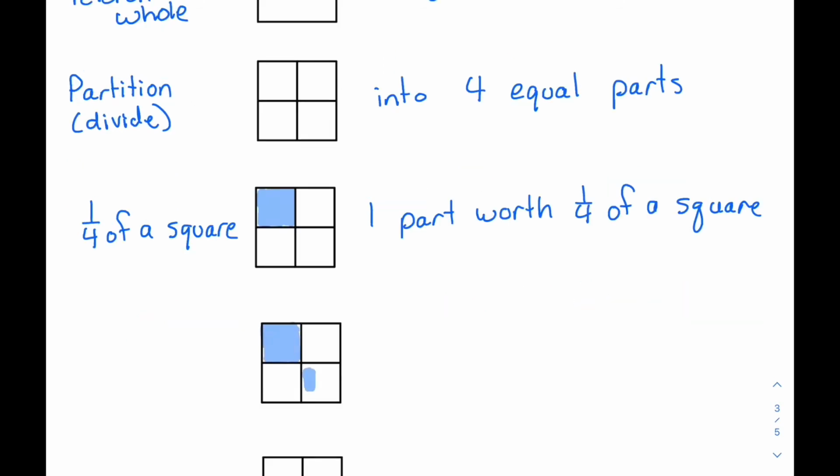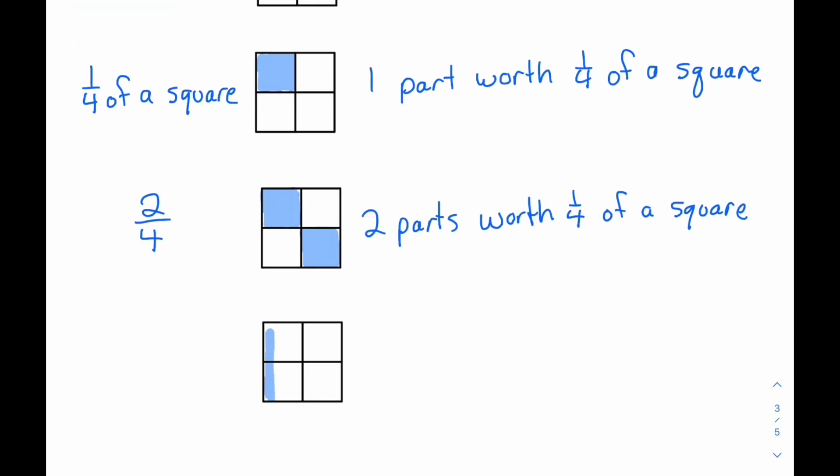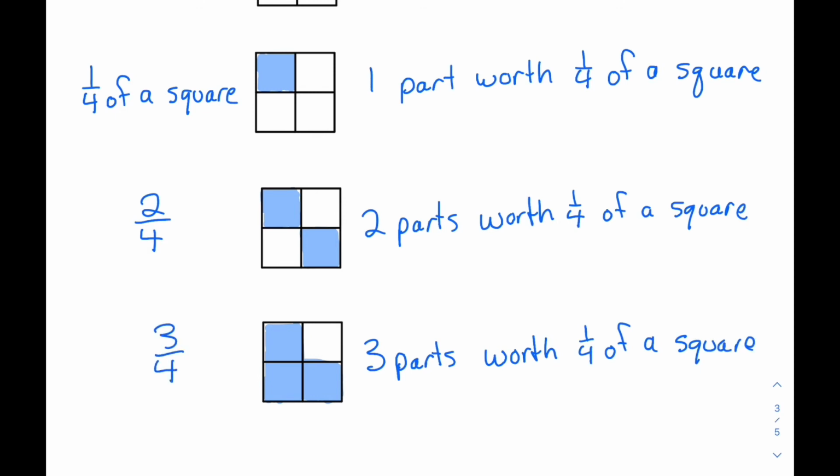If I shade in 2 parts, now I have 2 parts, and each of those parts is worth 1/4 of a square. So we call this 2/4, 2 parts each worth 1/4 of a square. Continuing on, I could shade in 3 parts. Now I have 3 parts, each worth 1/4 of a square. And so we'll call this 3/4. This is, of course, 3/4 of a square.